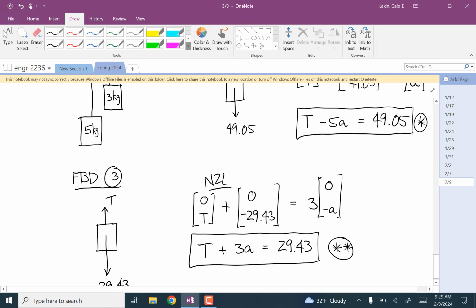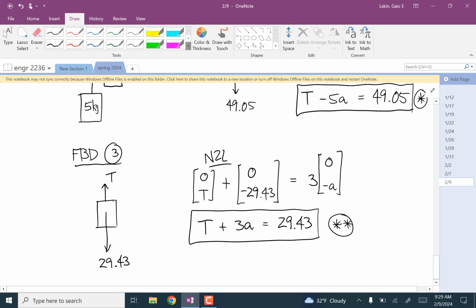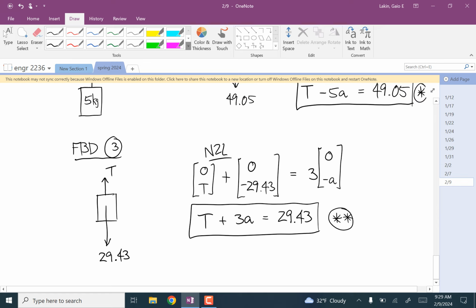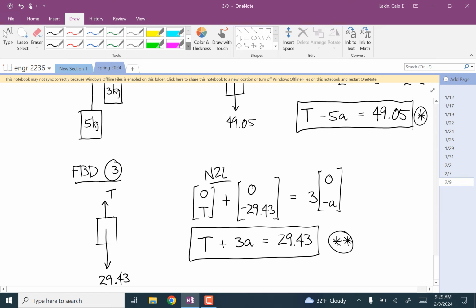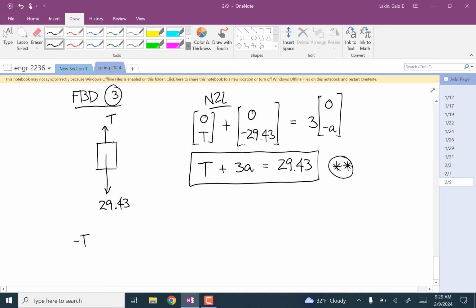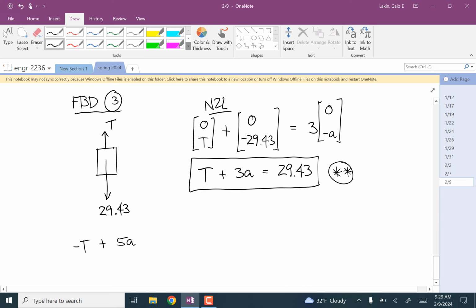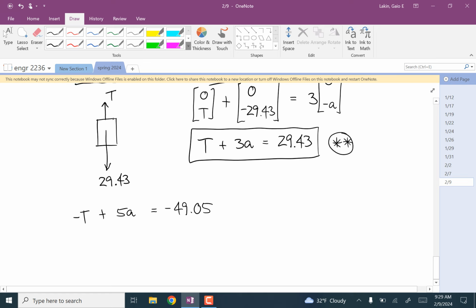Okay, so solve this system of equations, the two starred equations. Let's say I write the first starred equation as negative T plus 5A, I'm just taking the negative of it, is equal to negative 49.05. And the second equation says T plus 3A is equal to 29.43.